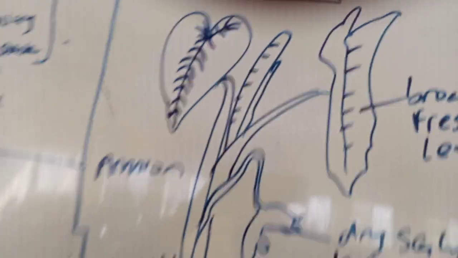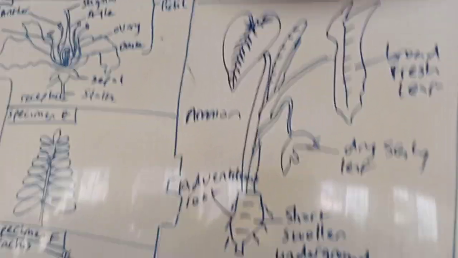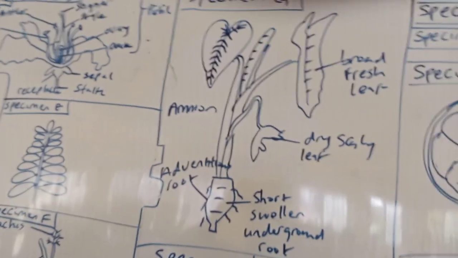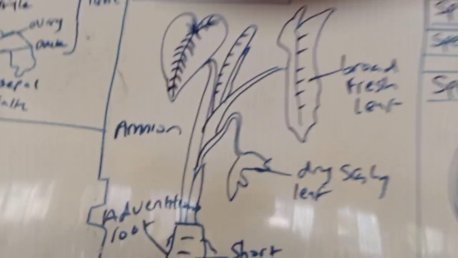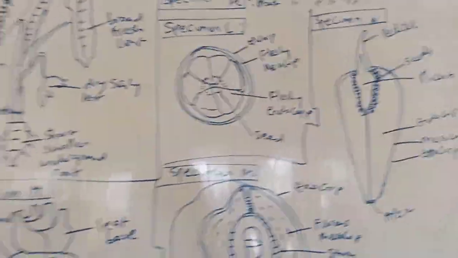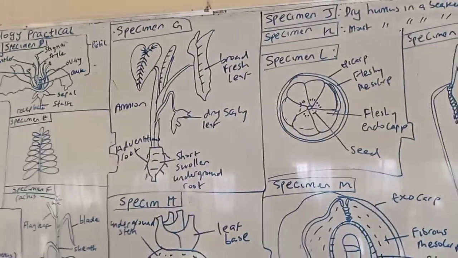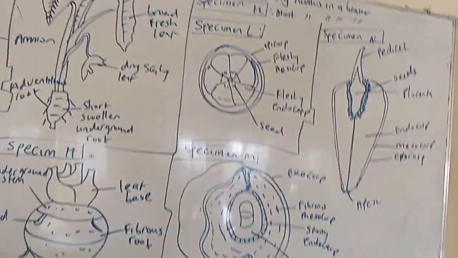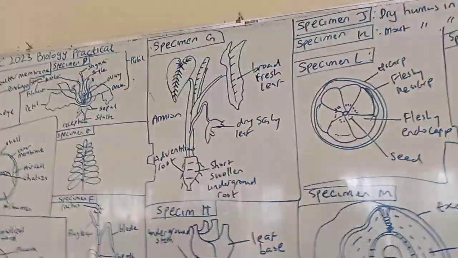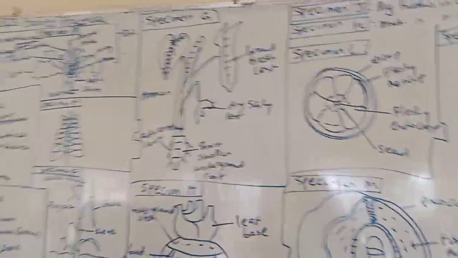Next we go to specimen G. We have it here. You can see it. Specimen G is the Cocoyam, the whole plant. Let me back up a bit so that we can see clearly. I think we can see it better now from this angle. Don't worry, you can pause the video so that you can see it properly. I apologize for the wobbling.